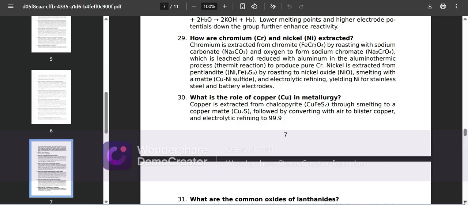Nickel is extracted from pentlandite, nickel iron sulfide, (Ni,Fe)9S8, by roasting to nickel oxide, NiO, smelting with a matte of Cu-Ni sulfide, and electrolytic refining, yielding nickel for stainless steel and battery electrodes.